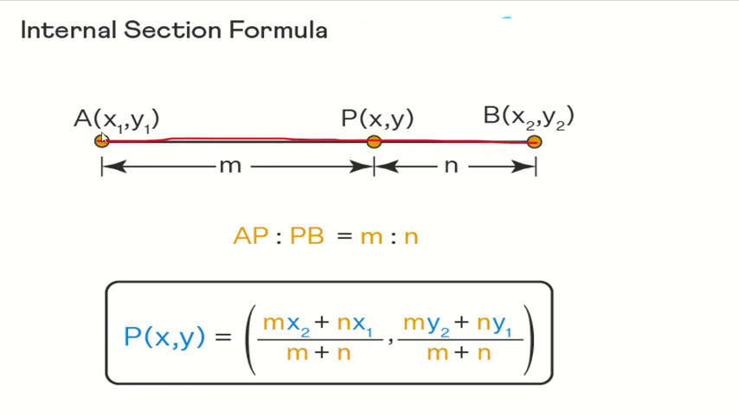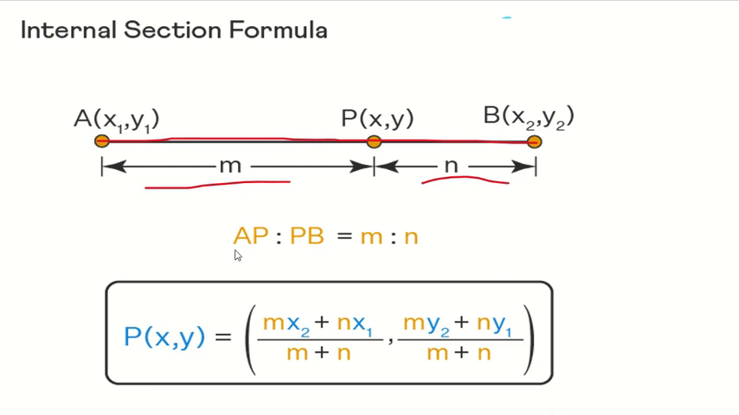I have one line segment. One point is A, another point is B. So what is P doing over here? It is dividing the line segment A B internally. In which ratio? One part is M, another is N. So when a point is dividing a line segment, that is where you will use the section formula.